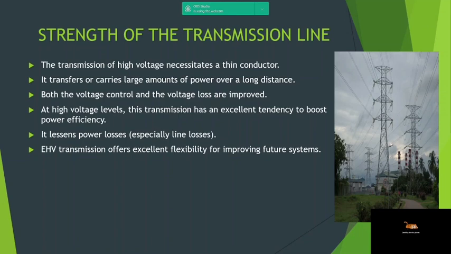So the second one is it transfer or carry large amounts of power over a long distance, which I mentioned earlier. It is the same. So the third one is both the voltage control and the voltage loss are improved.